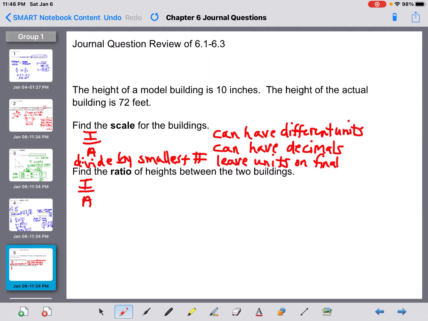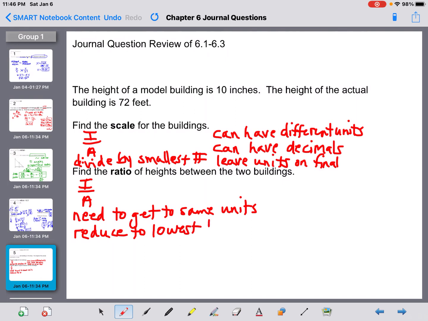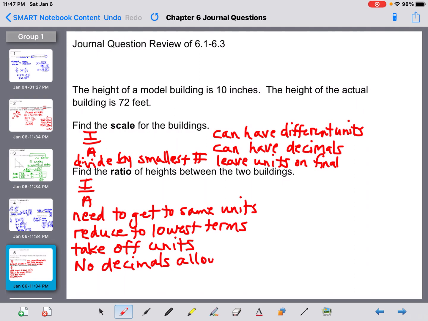One of the big changes between scale and ratio is we need to get to the same units. Once we get to the same units, we're going to reduce to lowest terms. And then we're going to take off units. Okay, so unlike the other one, this one can't have different units. This one is no decimals allowed. That's why we reduce to lowest terms. And when we take off those units, there's no units on the final.